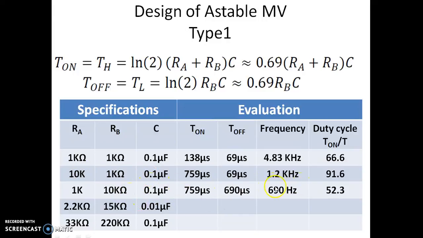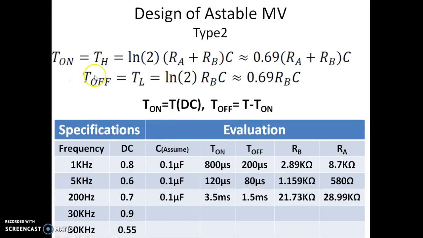You can certainly verify these values, and you are also asked to estimate the on time, off time for these Ra, Rb and C values. So you are supposed to find out what is T on, T off, the frequency and the duty cycle for these two specifications. So this is one type of design where the values of the components are given and you are asked to estimate the on time, off time, the frequency and the duty cycle. So this is evaluation using the T on and T off.